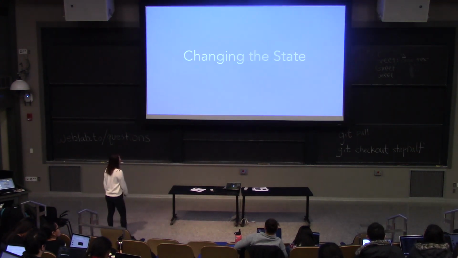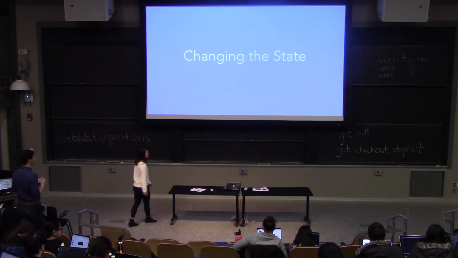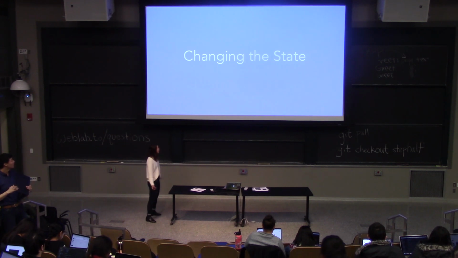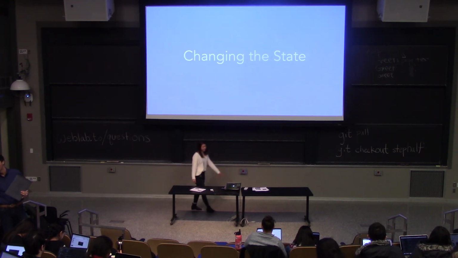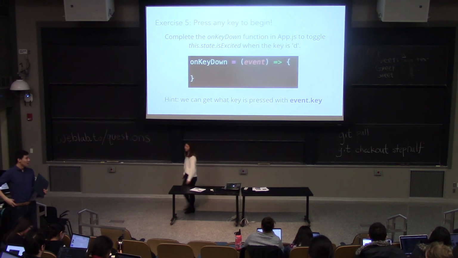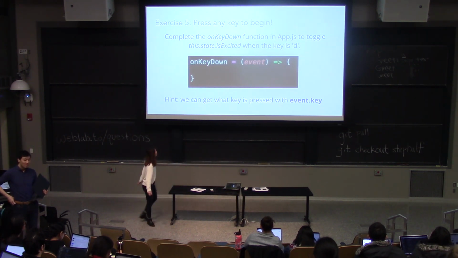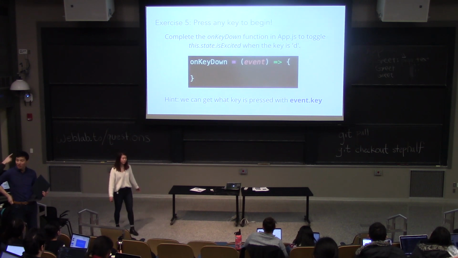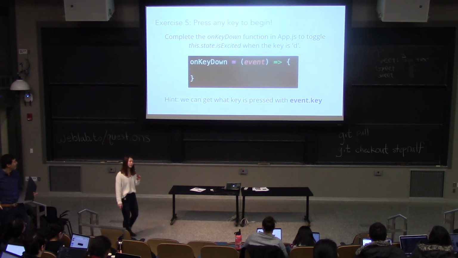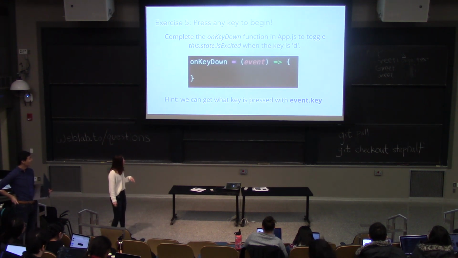Great. Now we notice the exclamation marks are always there. That's because we haven't had any way to change the state yet. So that's what we're going to be doing at this next step. If you notice in App.js, we have an empty function for you. It's called onKeyDown. And if you remember in the demo, we toggle the exclamation marks by pressing the D key.